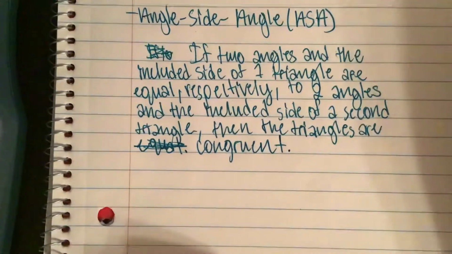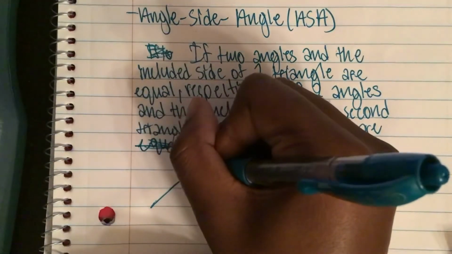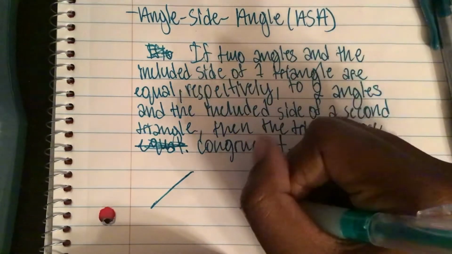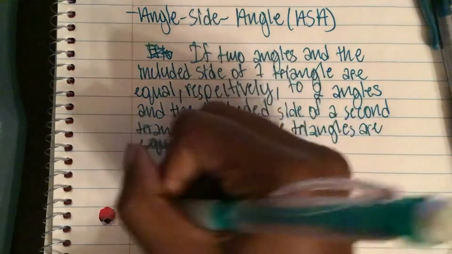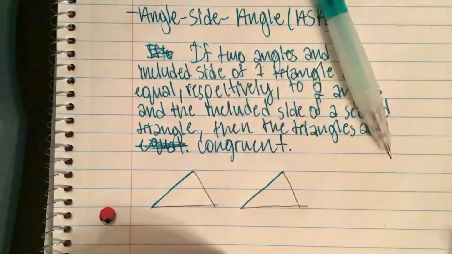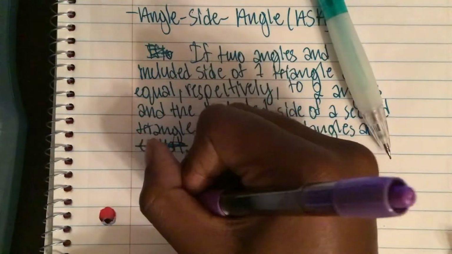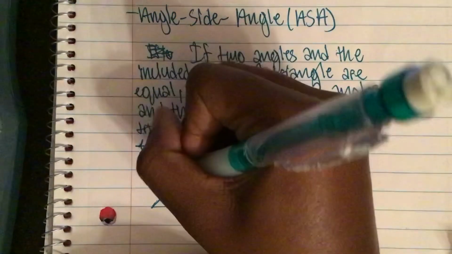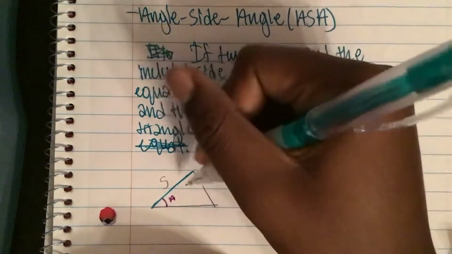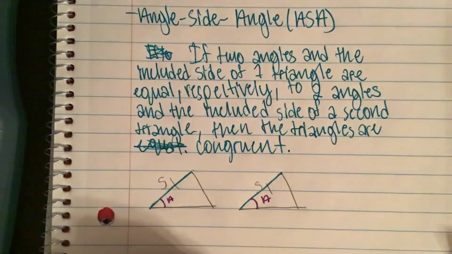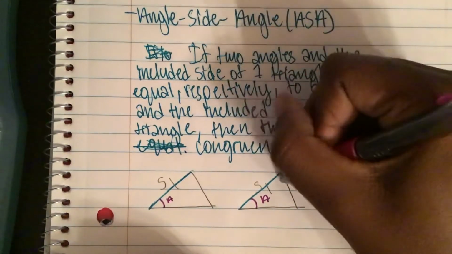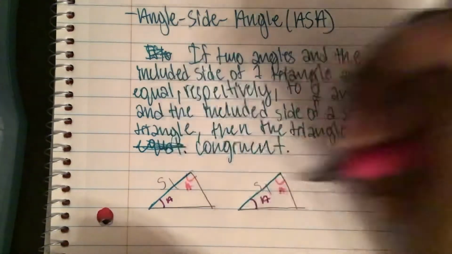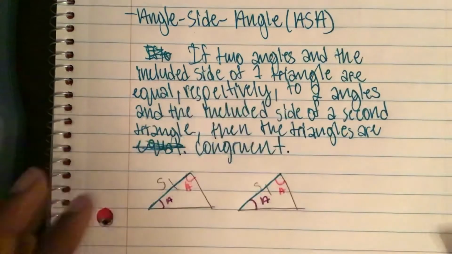And this would look like something like this. So you can see, focusing on those two similar angles there, the side, of course. Both sides are congruent, which also means both inner angles are congruent. So that is angle side angle.